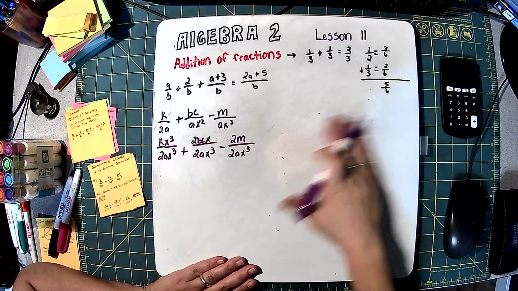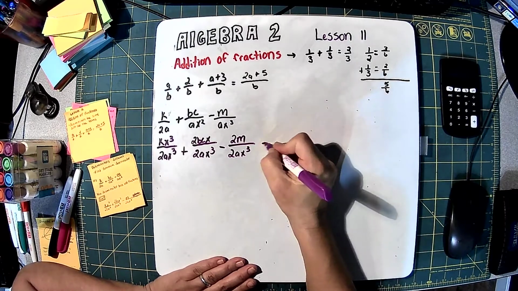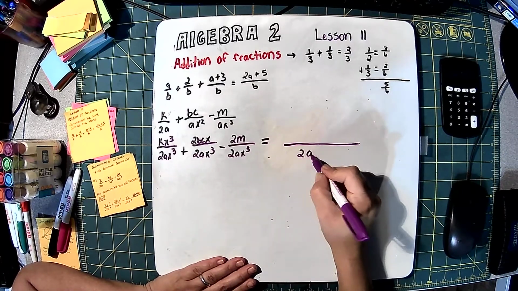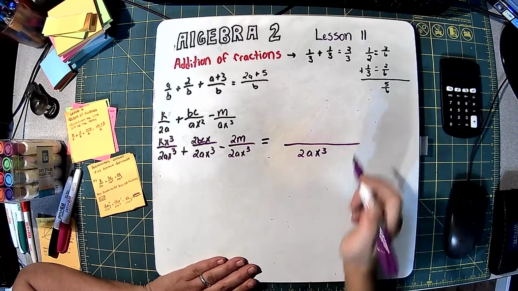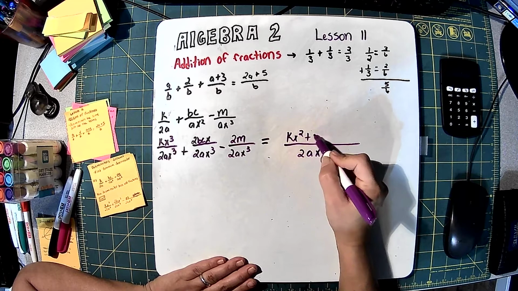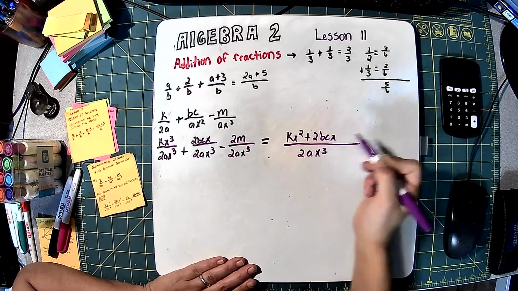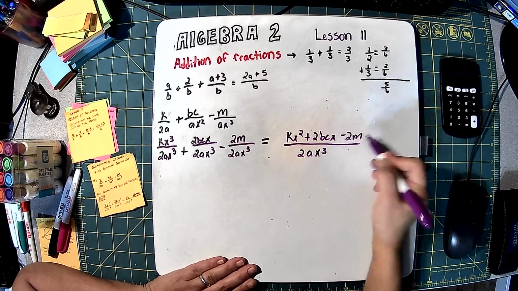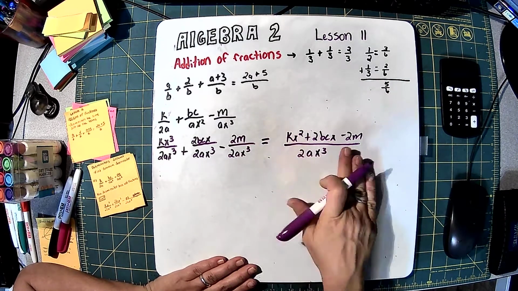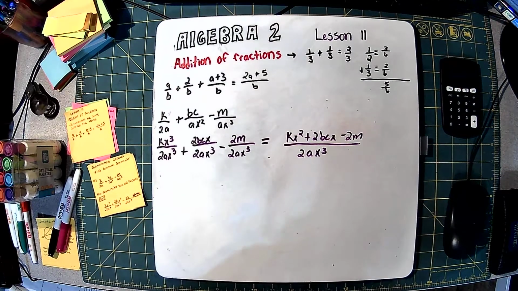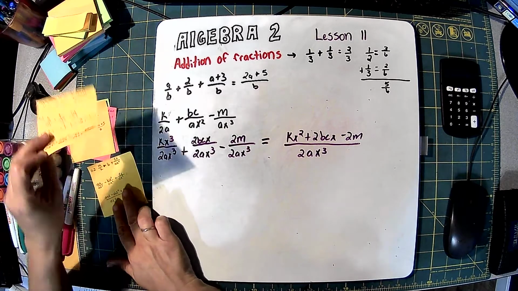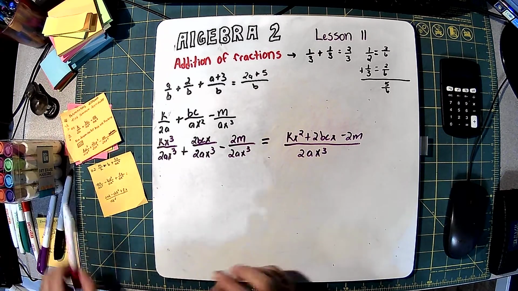Now I can add because all of my denominators are the same. So my new bottom's just going to be the same. And I'm going to have k x squared plus 2bcx minus 2m. I can't put any of these terms together because none of them are like terms. So that's my answer, is that right there. Alright, we'll try another one.